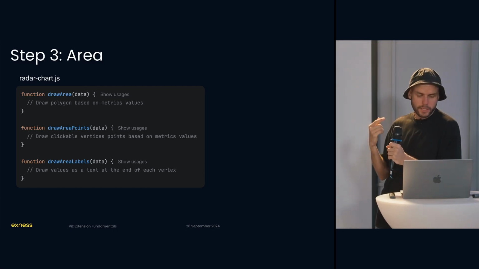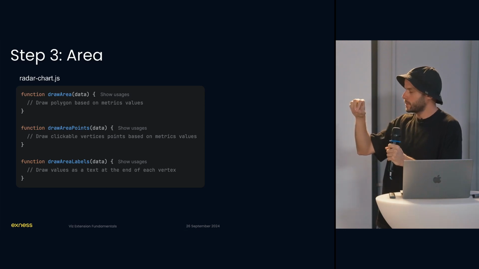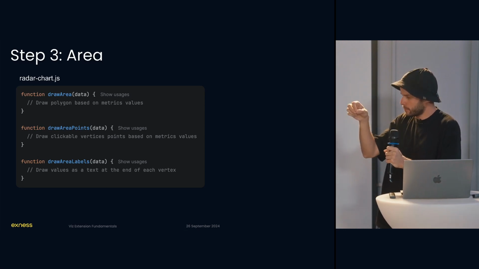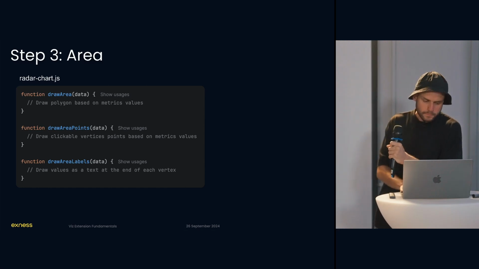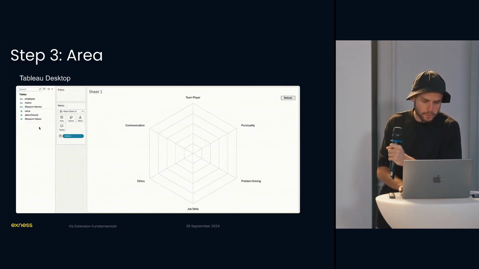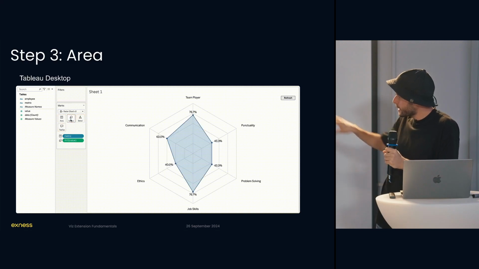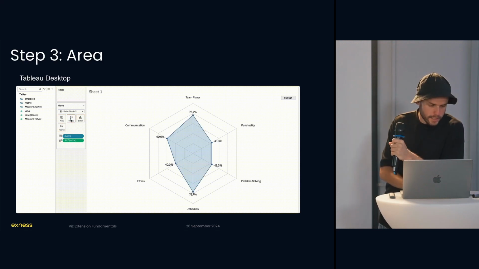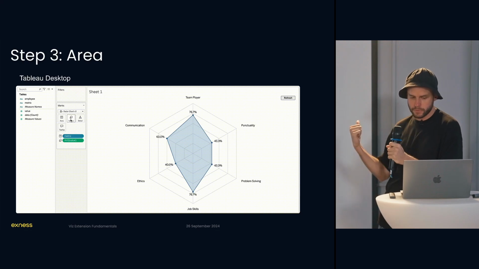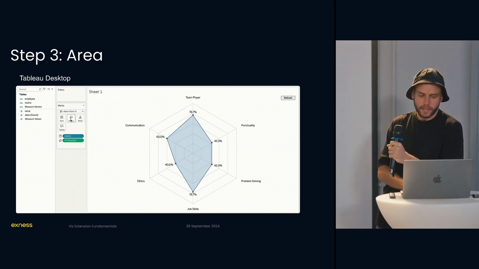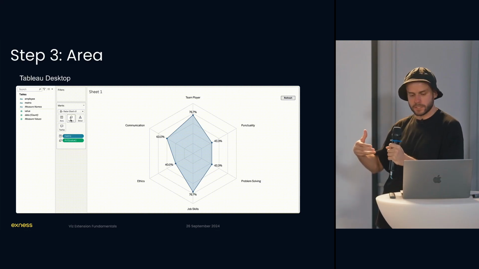And the last one is the area label. So the one label, in our example, is a value, for example, 76.7%. Let's take a look at how it works in Tableau Desktop. So when we drag and drop, we see the area. We can see here that this is the average, and we see that team player has a value of 76.7, as previously mentioned.